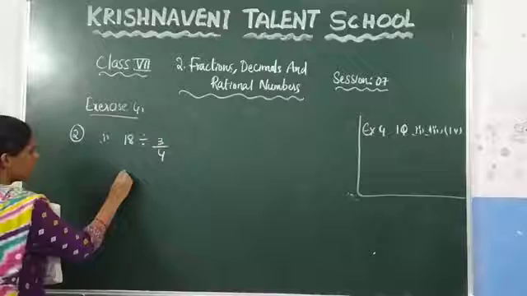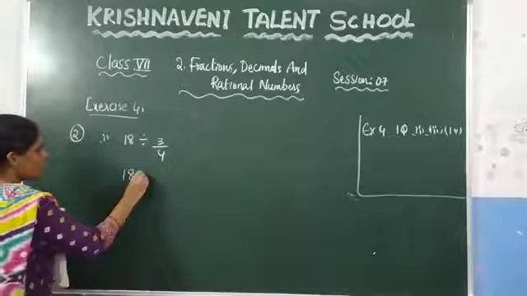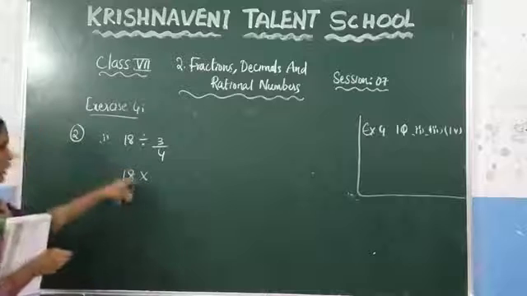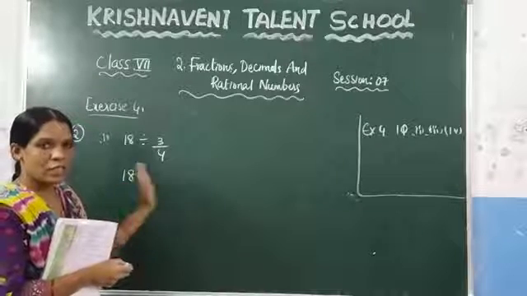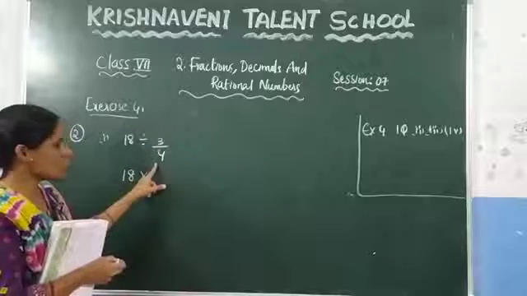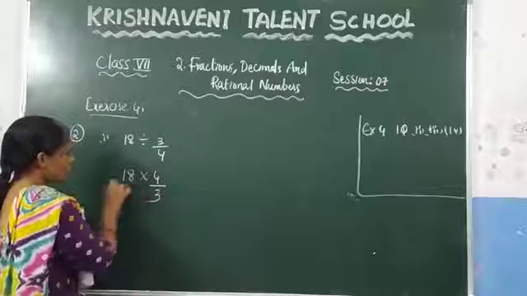Here, you need to write 18. In case of division, you can keep multiplication. If you are keeping multiplication, what is the step? You need to write the reciprocal of the next number. So what is the number? 3 by 4. What is the reciprocal? Which is nothing but 4 by 3.